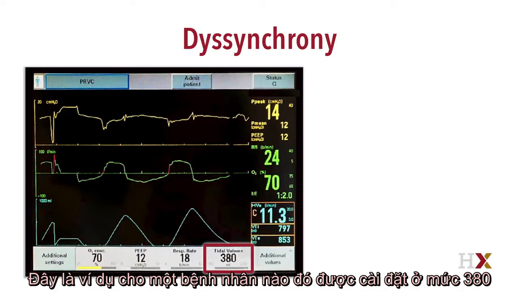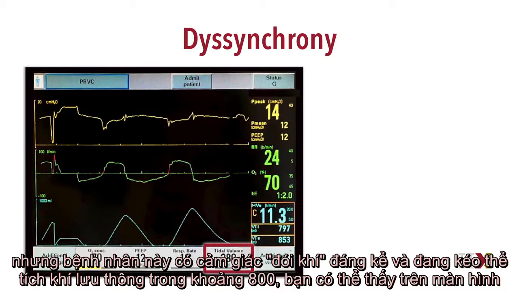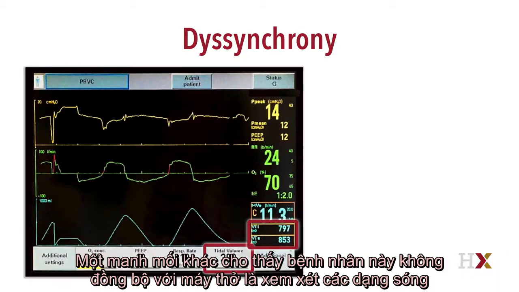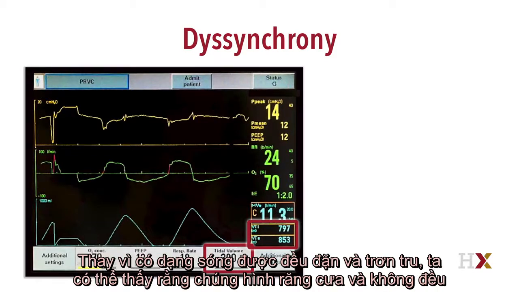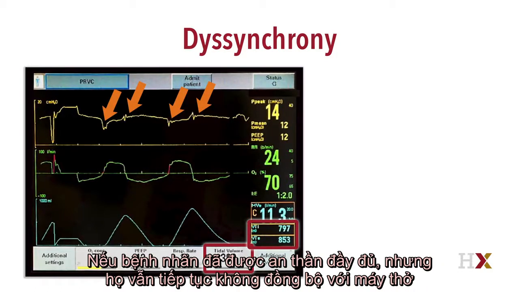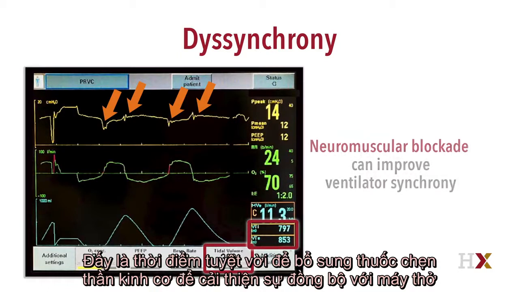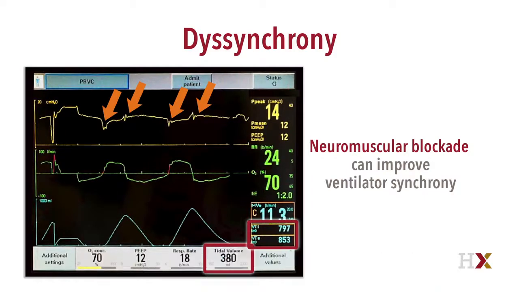Here's an example of someone who is set at 380, yet this person has significant air hunger and is pulling tidal volumes in the 800 range, as we can see here on the ventilator screen. Another clue that this person is desynchronous with the ventilator is to look at the waveforms. Rather than having smooth, regularized waveforms, we can see that they're jagged and irregular. If this patient is well sedated, but they continue to be desynchronous with the ventilator, this is a great time to add neuromuscular blockade to improve ventilator synchrony.